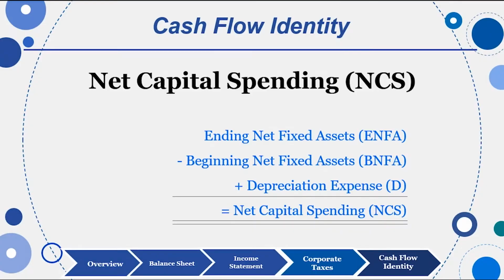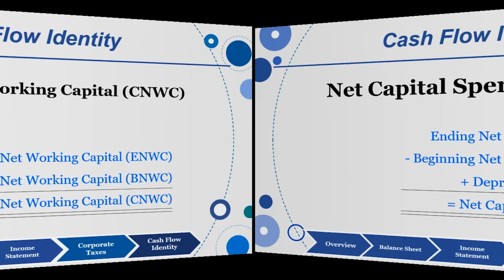Net capital spending comes from the balance sheet and from the income statement. I take ending net fixed assets off the left side of the balance sheet minus beginning net fixed assets off the left side of the balance sheet, plus depreciation expense. You can get that from the income statement or by taking the ending cumulative depreciation minus beginning cumulative depreciation off the balance sheet. The easiest way is just pull it right off the income statement. That will give you net capital spending for the year.